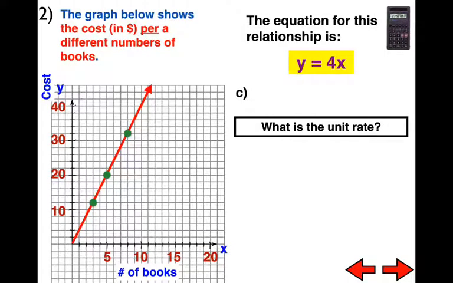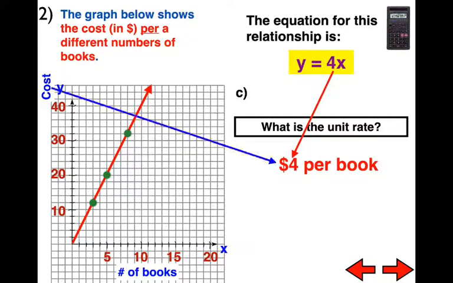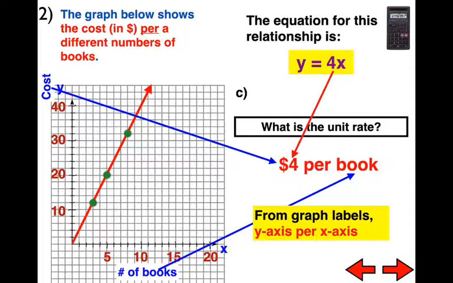What is the unit rate? Well, we know the unit rate is going to be 4 something. This is where we bring in the labels here. And it's always output per input. Sorry for the writing there. Output per input. So that means it's going to be $4. The output is the cost in dollars. The input is the number of books. So $4 per book, not 4 books per dollar. And I'm just showing you where I got those parts of the label for the unit rate. And from graph labels, it's always y-axis per x-axis, output per input.